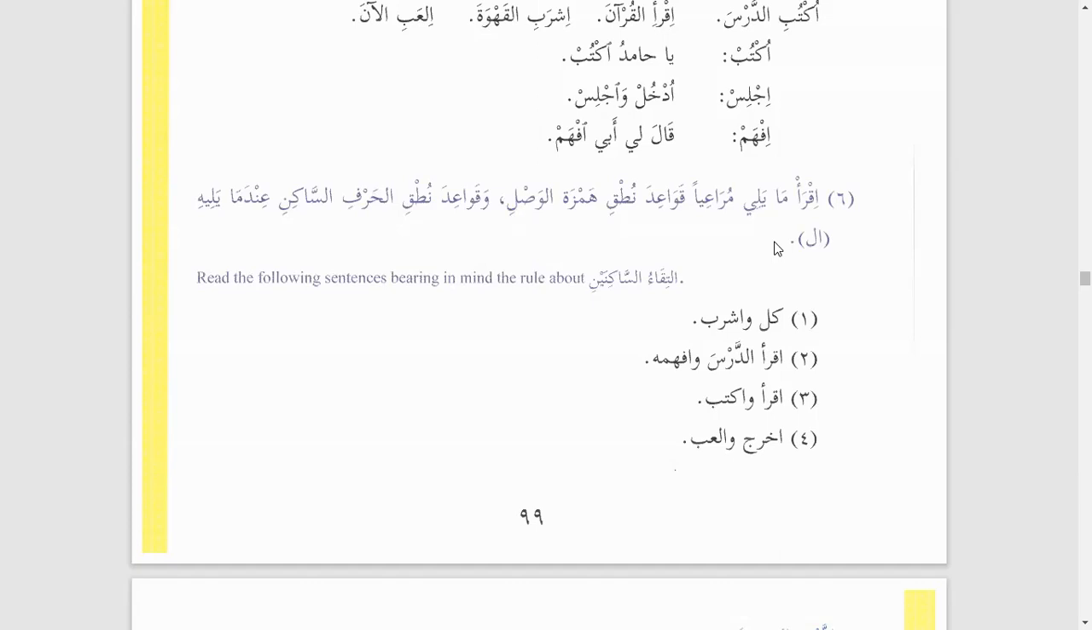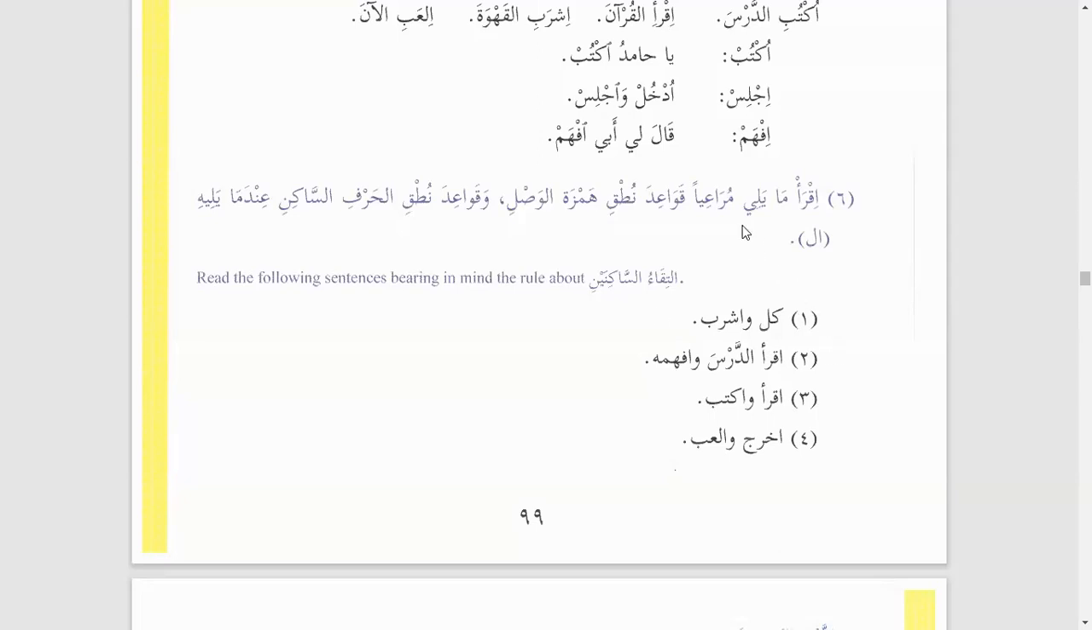Read the following, taking care of the rules of saying hamzat al-wasl and the rules of pronouncing the sakin letter when it is followed by al. Murayan means taking care of. We have to take care of the rule of iltiqa sakinain, that is the meeting of 2 sakin letters.